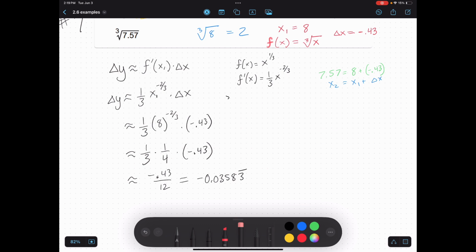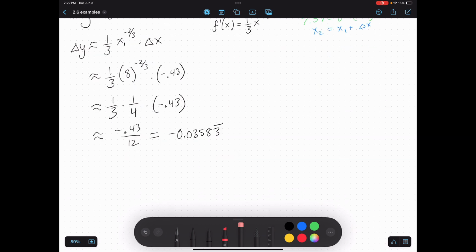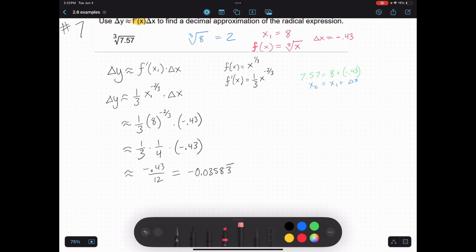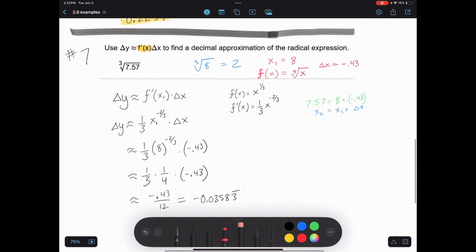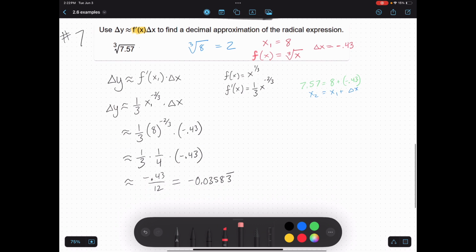So using this concept of differentials, we now were able to approximate the change in y based off what I declared my function as, a starting x value and a change in x. So is this my final answer? No, this is not your final answer. We shouldn't be getting a negative if we're cube rooting a positive number. So how does this help me find my approximation for the cube root of 7.57?